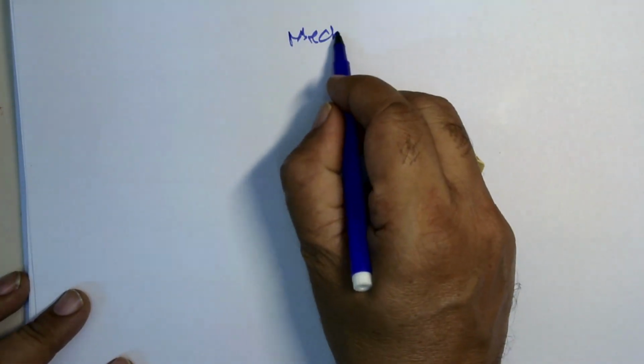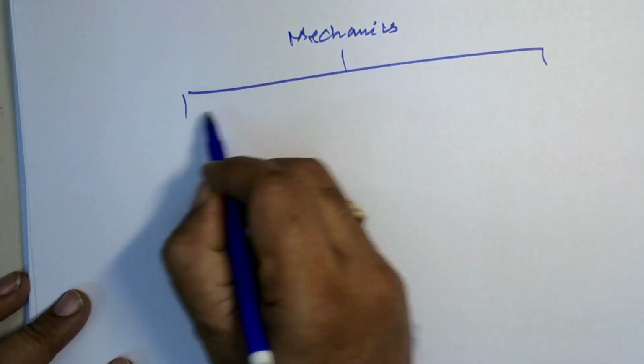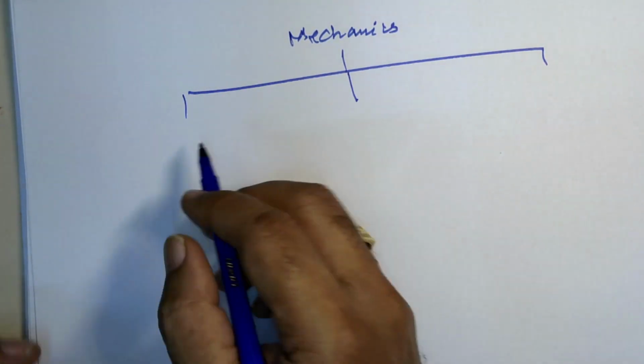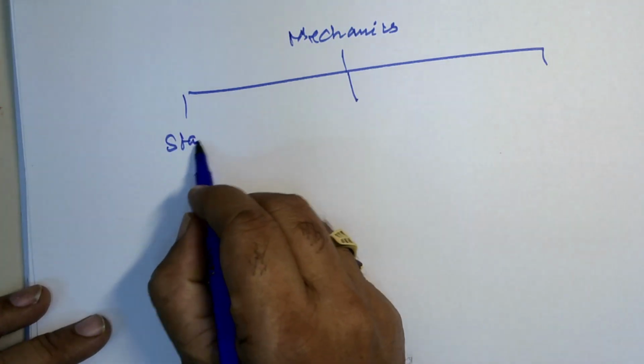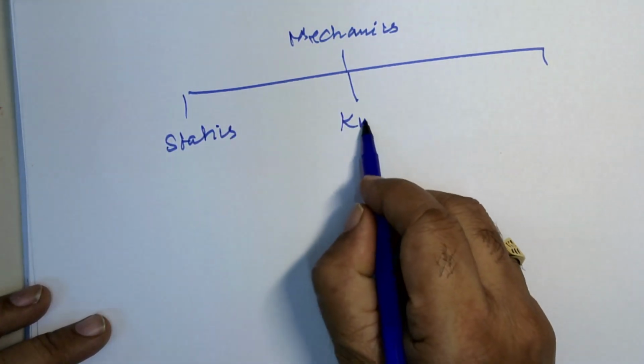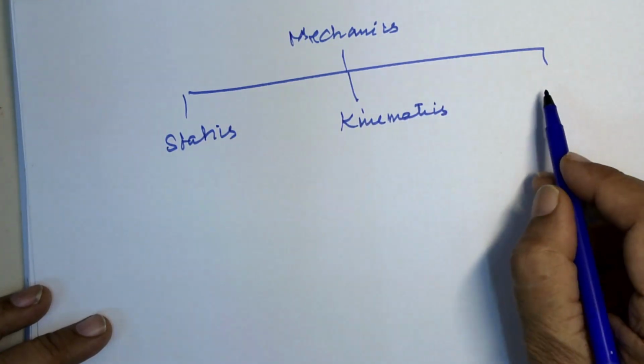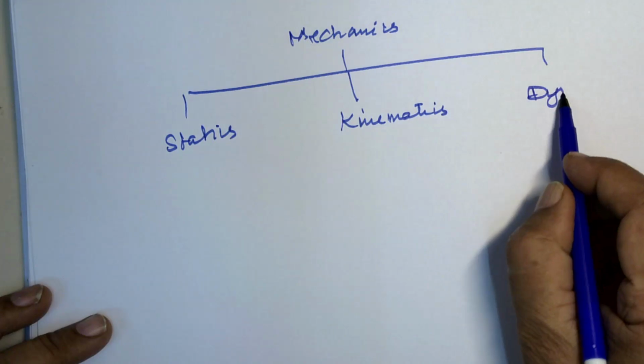Mechanics has three parts. What are those? Statics, then kinematics, and then dynamics.